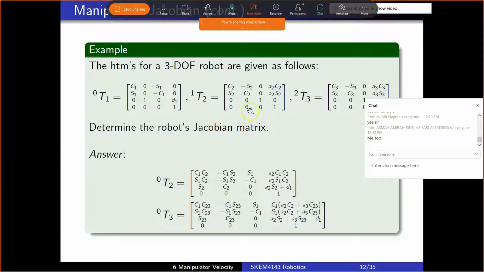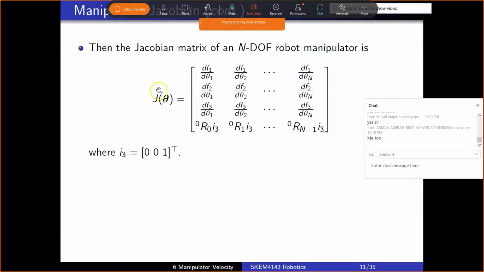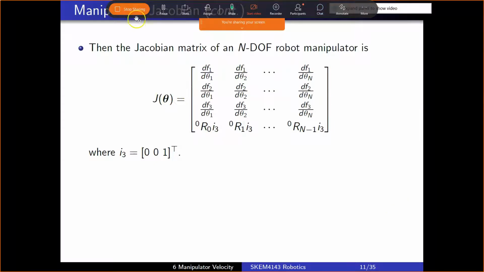So this is an example to compute the Jacobian matrix of a 3 degree of freedom robot arm. We have the homogeneous transformation matrices for the 3 degree of freedom robot: T10, T21, T32. We have to determine the robot Jacobian matrix. This is the formula, or the equation, for the Jacobian matrix.